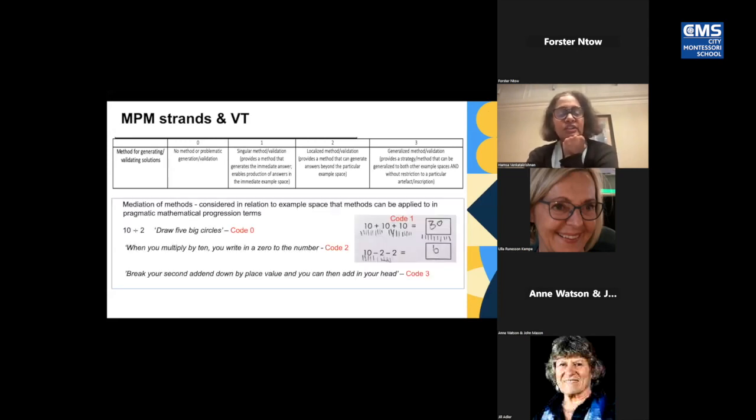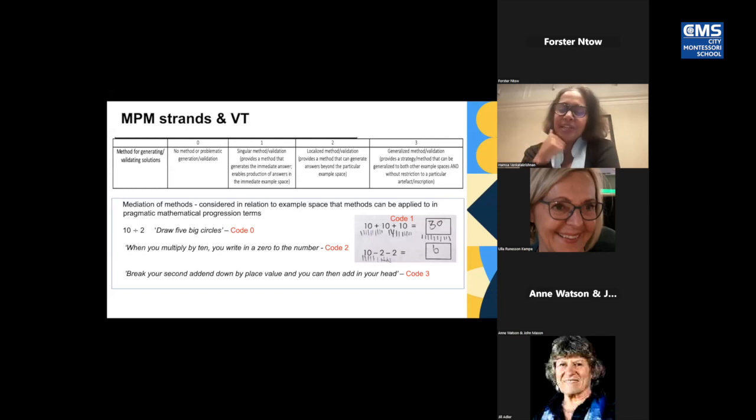We looked at the mediation of methods for solving problems, and these were considered, as I've already said, in relation to the example space that the methods could be applied to. And we thought about that pragmatically in mathematical progression terms, and I think the examples might help you to see some of that. So the example I've already shown from Corin Matthews' work, 10 divided by 2, where the teacher began by saying draw 5 big circles, we would code as a problematic method for answering that question. So that would have been given a code 0. The other example I showed you earlier on, which we gave a code 1 to, was where a question like 10 plus 10 plus 10 is being answered by unit counting.